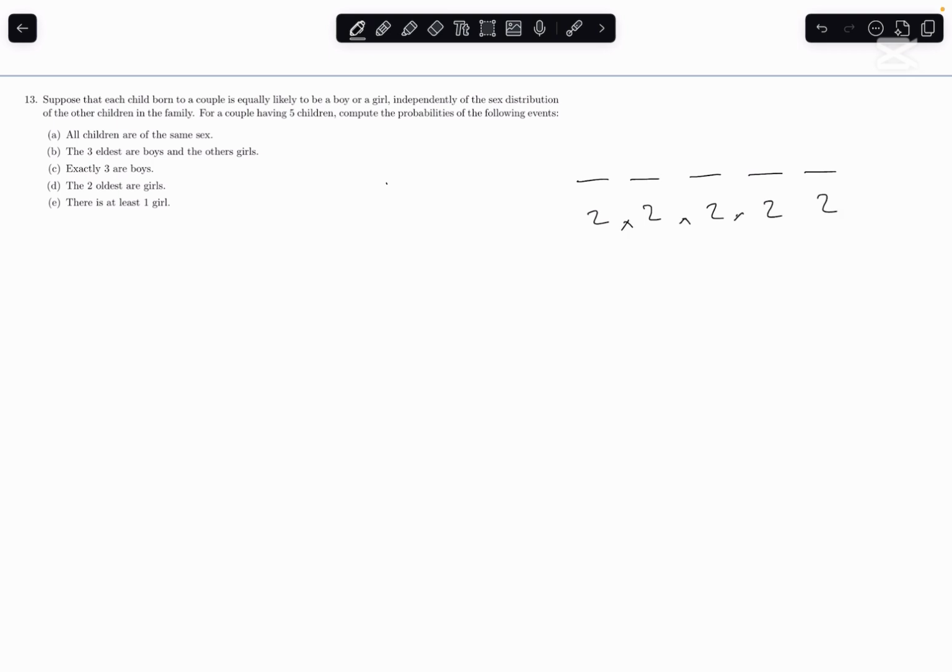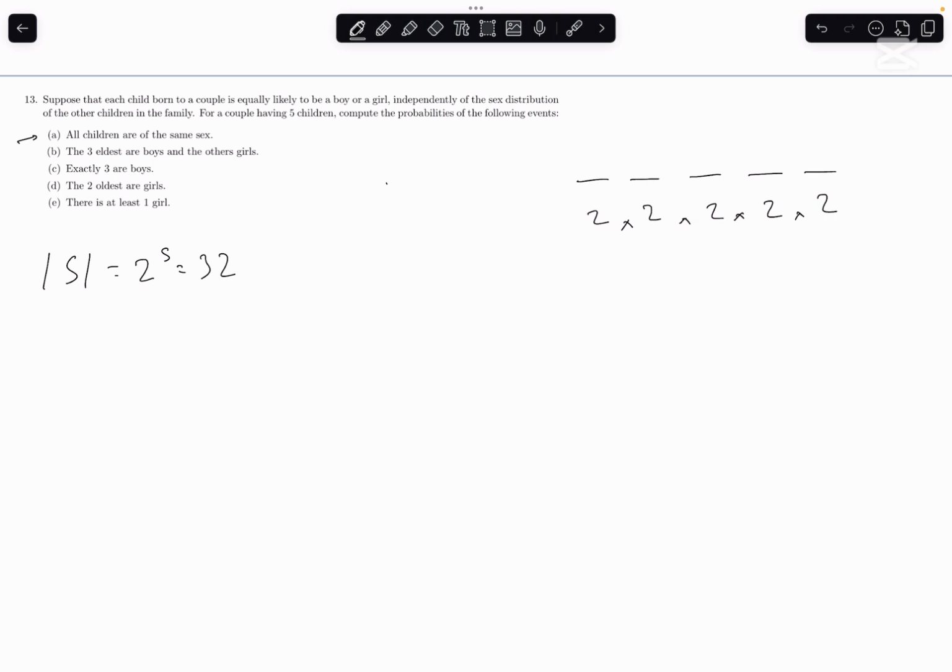In order to calculate how many outcomes we have in the sample space, we just need to multiply them. So we can write 2 to the power of 5, which is 32. We have 32 equally likely outcomes.